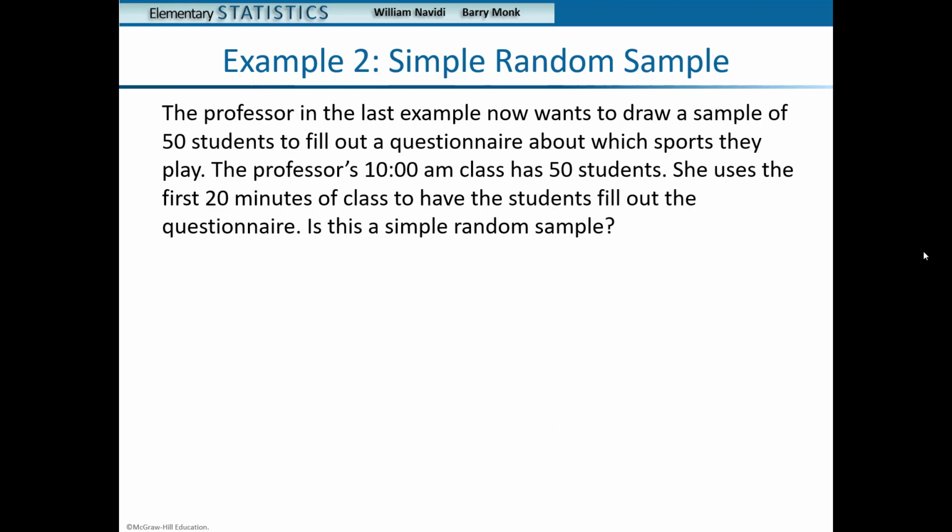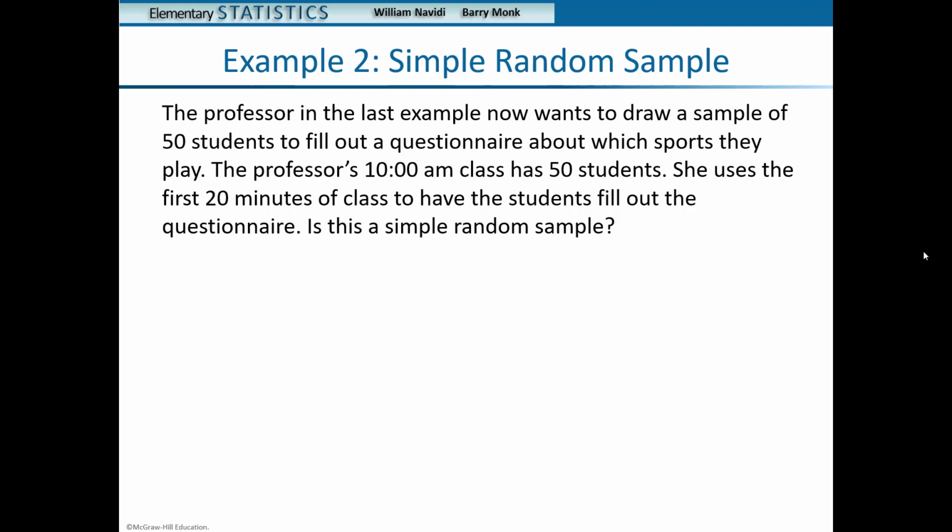Second example, the professor in the last example now wants to draw a sample of 50 students to fill out a questionnaire about which sports they play. The professor's 10 a.m. class has 50 students. She uses the first 20 minutes of class to have the students fill out the questionnaire. Is this a simple random sample?